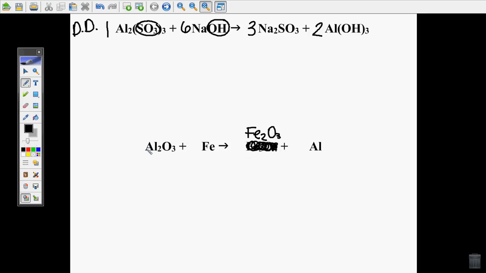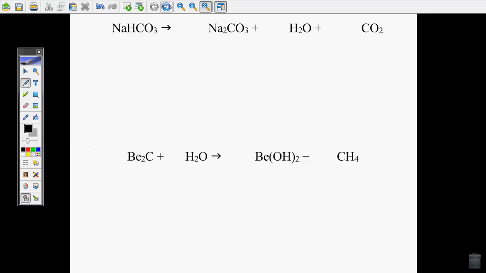Okay, so I've got 1 element swapping places. So this is single displacement. So I want to do my metals first. I have 2 aluminum here, 2 aluminum here. Well, 1, so now I need 2. I have 1 iron here, 2 iron here, so I need 2 over here. 3 oxygen, 3 oxygen. So I'm all set. If I want, I can go back and fill in with 1s, but you don't have to.